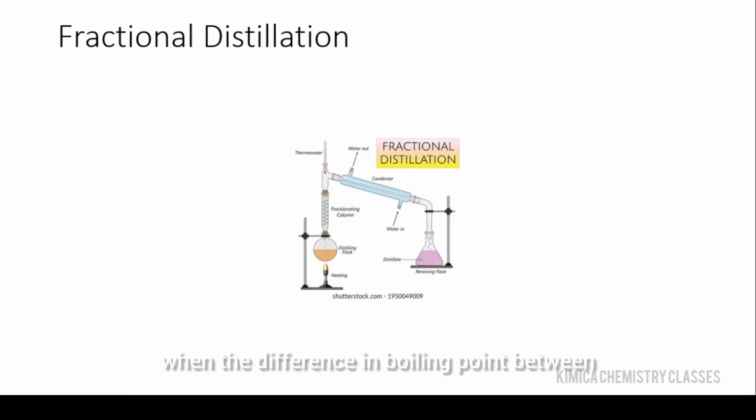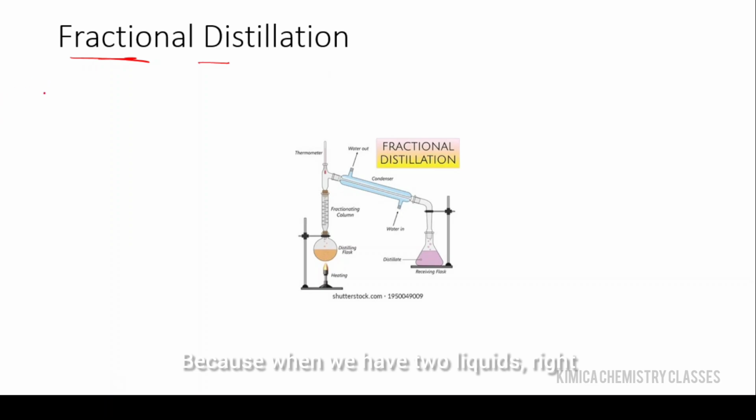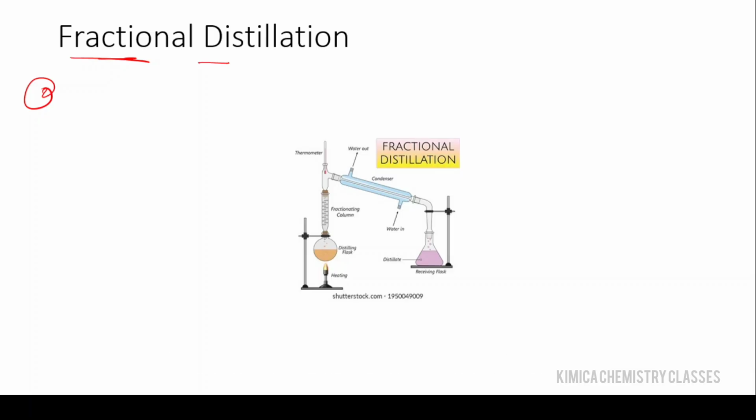Fractional distillation is used when the difference in boiling point between two liquids is small. Why do we use fractional distillation over simple distillation? Because when the boiling point difference between two liquids is small, less than 25 degrees Celsius, simple distillation is inefficient, because both liquids will vaporize and condense simultaneously. Fractional distillation is employed in those cases.